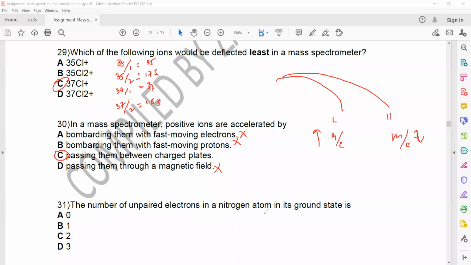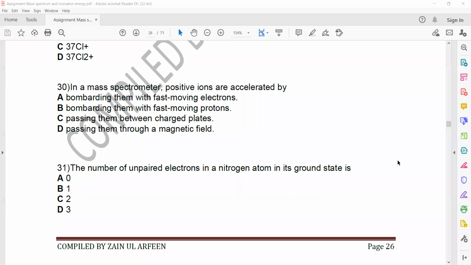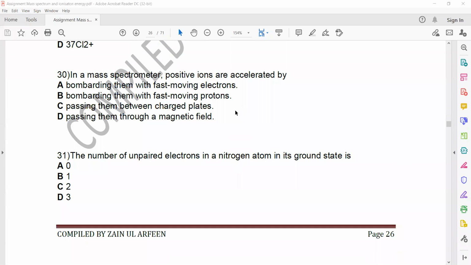The number of unpaired electrons in a nitrogen atom in the ground state. When we write, nitrogen is 7, so it is 1s2, 2s2, 2p3. So when we show electrons in a box model, there is a pair in 1s and 2s, and 2p. Singly, first they will occupy, so 3 unpaired electrons are there, so D is the right answer for this.